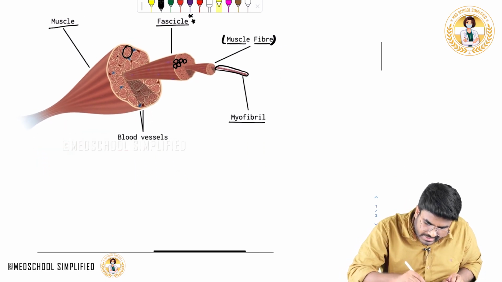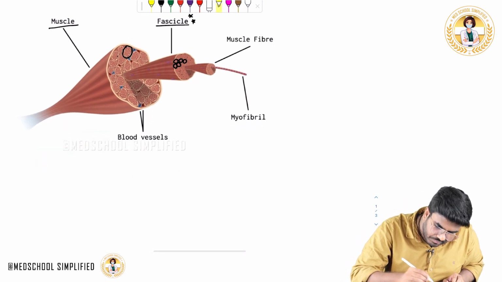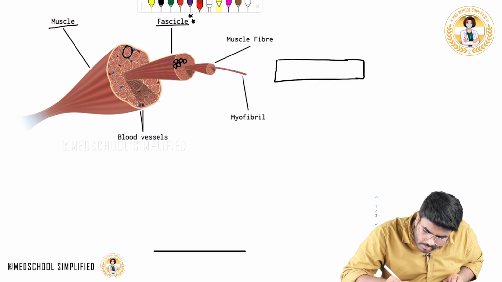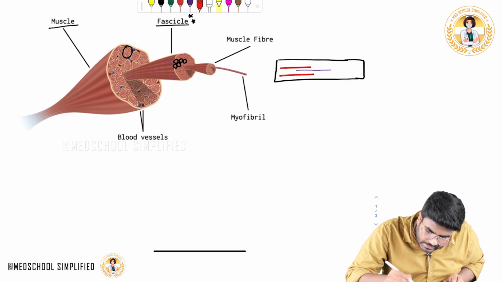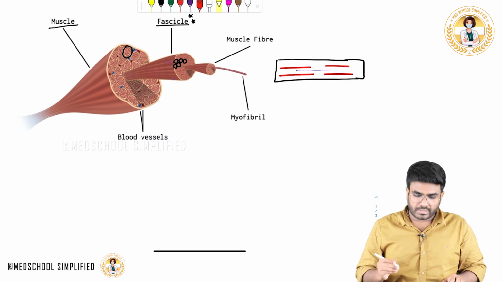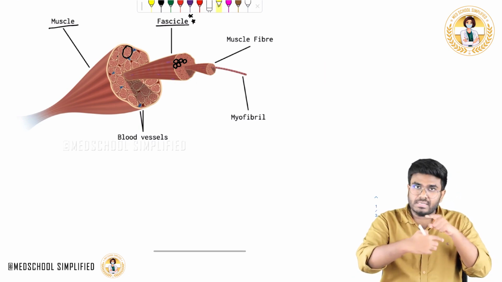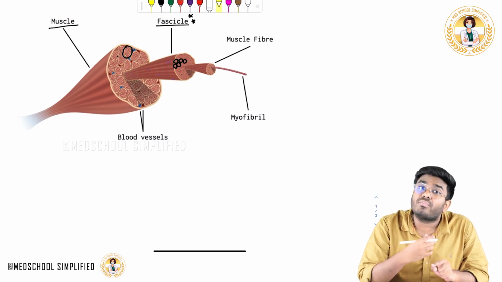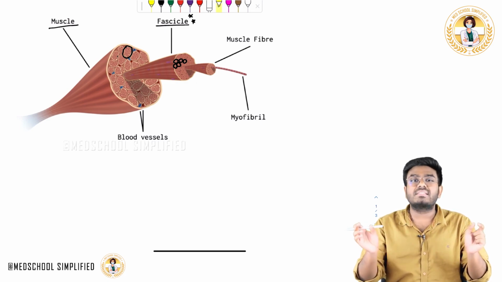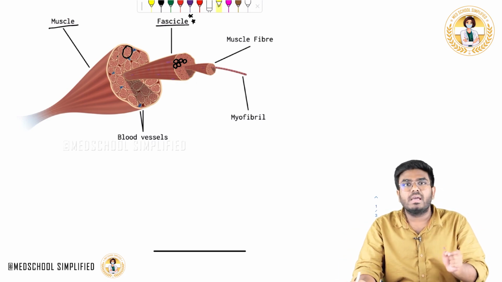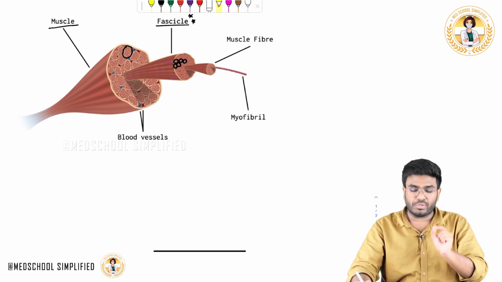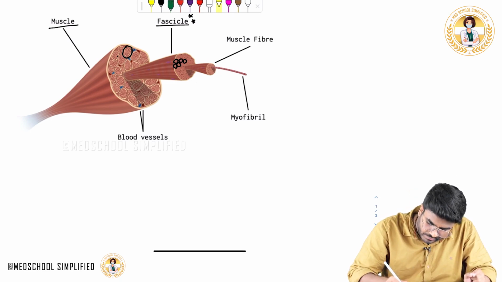Now for your understanding, let me show you something like this. This is the muscle fiber. Inside this muscle fiber, we have actin filaments and myosin filaments. Inside the muscle we have many fascicles. Inside a fascicle we have muscle fibers. Muscle fibers are the real muscle cells, the units of a muscle. Inside a muscle fiber, we have actin and myosin filaments. They are called myofibrils.